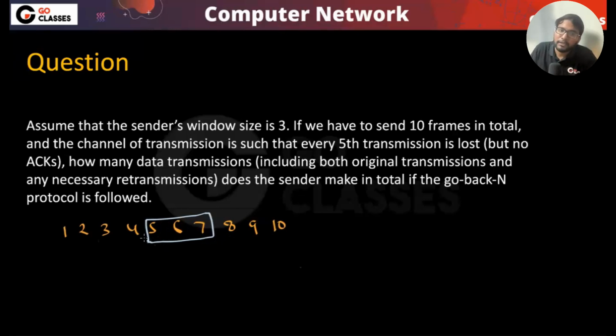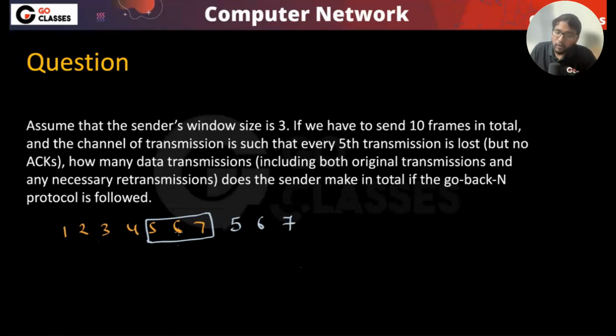So that is why, till this point, you have sent 1, 2, 3, 4, and then 5, 6, 7 also you have sent. But since 5 is lost, you need to again send this 5, 6, 7. The whole window, right? The whole window you need to send.